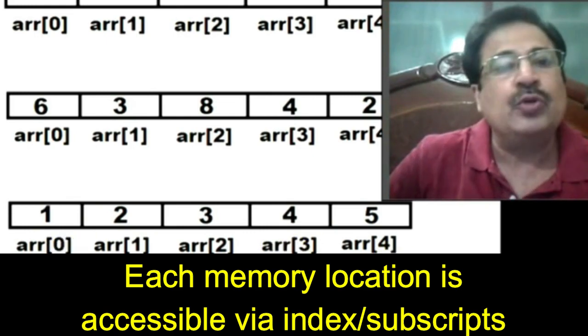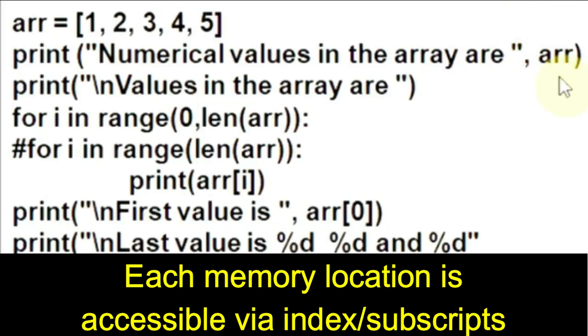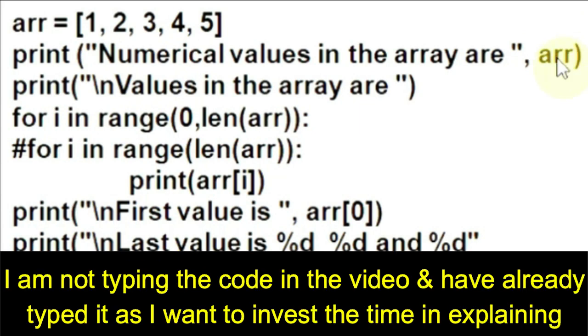Okay. To display an array, you can directly use the array name itself. So it will get you all the array elements enclosed in a square bracket, right? So you get the output: numerical values in the array are 1, 2, 3, 4 and 5.